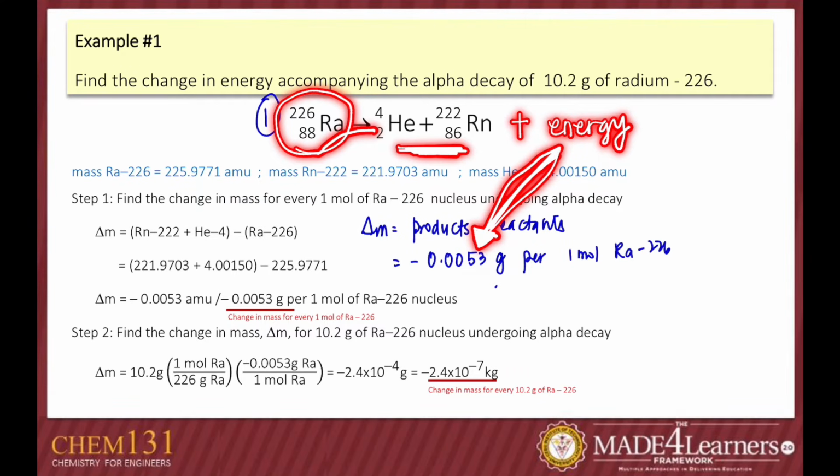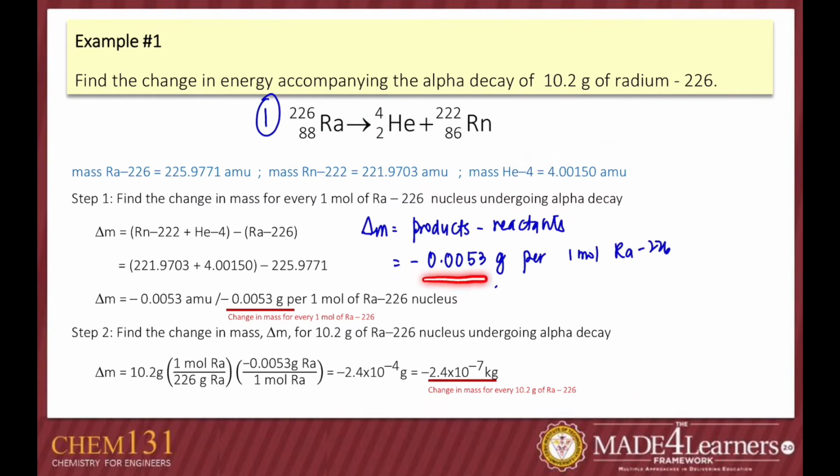So, muna itong gipangita nga kung 0.0053 grams ang nawala, ang change in mass sa kada 1 mole of radium-226 nga mo-undergo alpha decay, pila may energy nga change kung 10.2 grams of radium-226. So, delta M, find the change in mass kung 10.2 grams na. So, pila di ay? And we have to express it in kilograms kaya mo may atong gamiton sa formula.